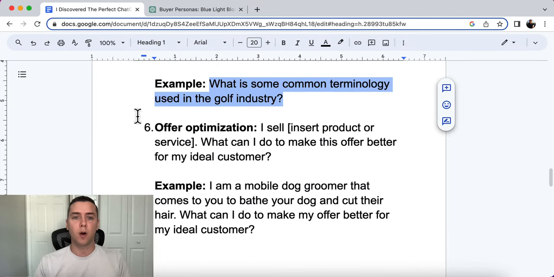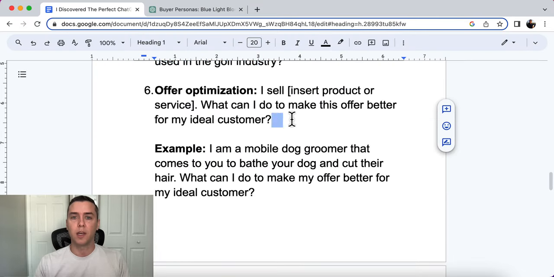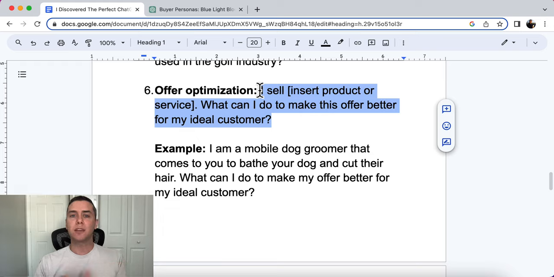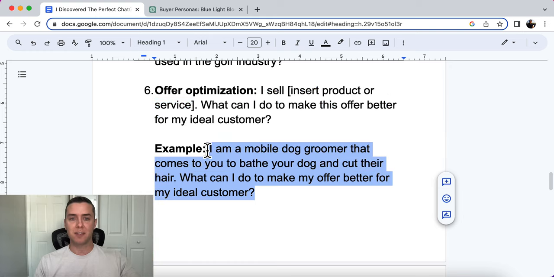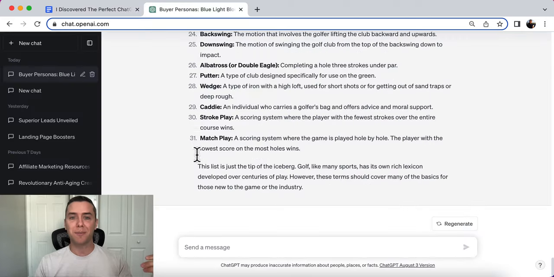Next one is offer optimization. I love this one. So the prompt is this: I sell, insert your product or service, what can I do to make this offer better for my ideal customer? So the example I'm going to be using is, I am a mobile dog groomer that comes to you to bathe your dog and cut their hair. What can I do to make my offer even better?